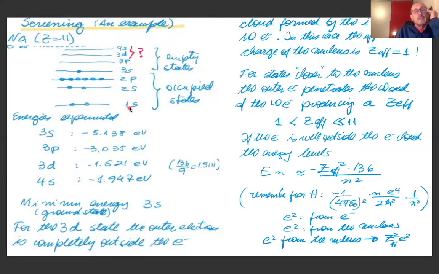If this is an s state, a 1s state, it can only hold 2 electrons. We know that already. So the dark spheres here represent the electrons. In the 2s states, I have the same thing. This would be spin up and this would be spin down. So these are all occupied states in sodium. When we get to the p state, it is completely filled. The p level is completely filled.